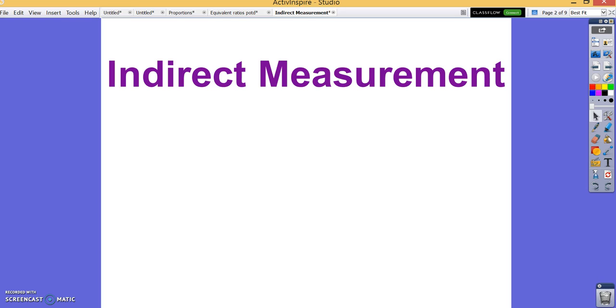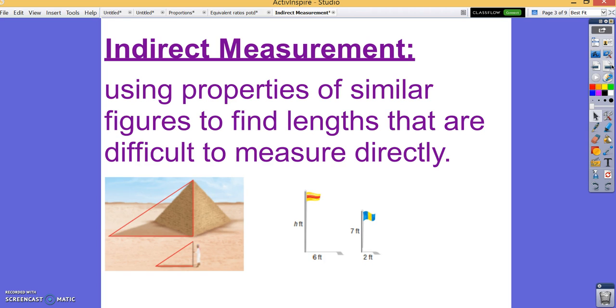Welcome to our brief introduction lesson on something that I find very interesting called indirect measurement. So go ahead and make sure you have a piece of paper out. You can just write out indirect measurement. Okay, so what is this interesting concept of indirect measurement? You're going to want to write this definition down.